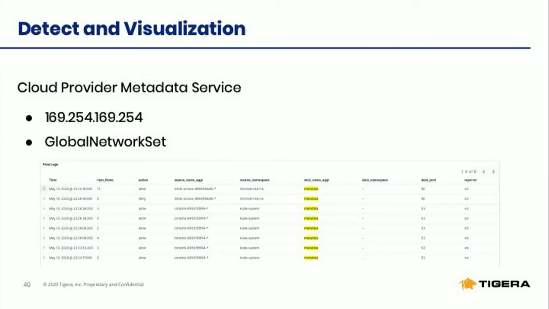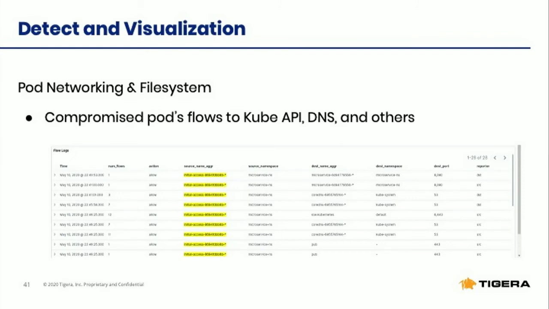So we can use a global network set, as I showed you, what it looks like when the attacker is probing the cloud provider metadata service. Next, we can also see the pod and network file system. I also will show you the attacker reaching the Kubernetes API, DNS, and other stuff that they were talking to. With that, you can then either create network policies to block it or just create global alerts to trigger an alert.